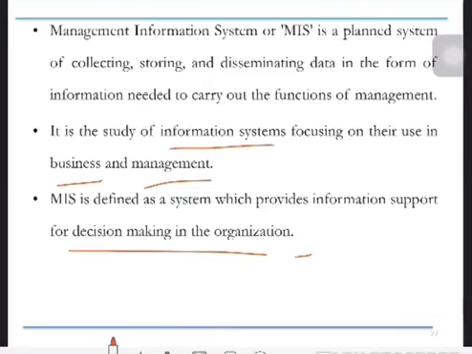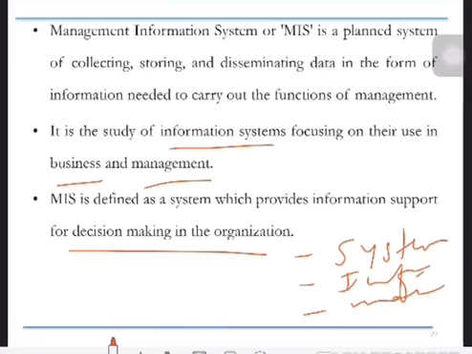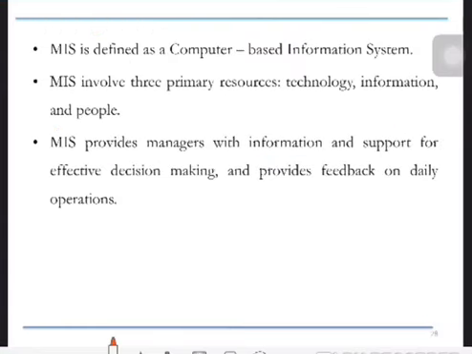So we have three key points. First, it is a system. Second, it provides information for managers. Third, for making decisions. Such a one we call a management information system, simply. We can say that MIS is defined as a computer-based information system. Fifty, sixty, seventy years ago, MIS was a computer-based information system, and nowadays too. MIS involves three primary resources: technology, information, and people. These are the primary resources of a management information system.